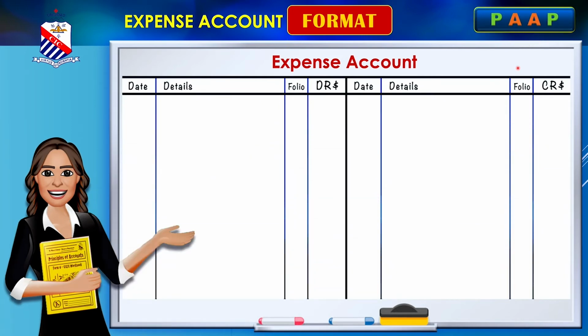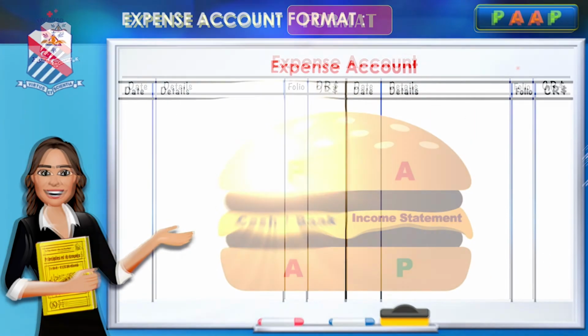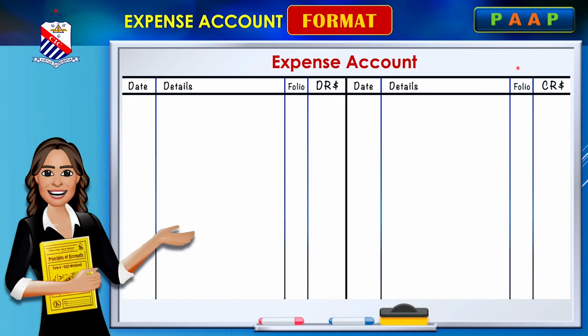Very, very quickly. But before we go into the amounts and stuff, we're just going to show it in terms of the format without any figures. And remember, for the expense account, it's our PAAP burger. So PAAP, what do you start with? So we're going to be doing January 2020. So you start with the year. Which year are we doing? 2020.